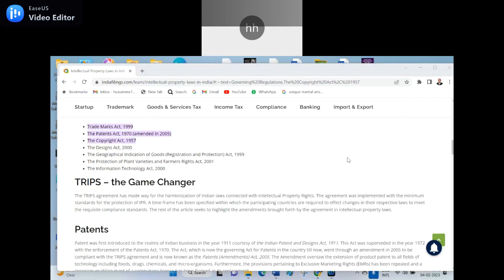Geographical Indication of Goods Act is 1999, like the Trademarks Act.